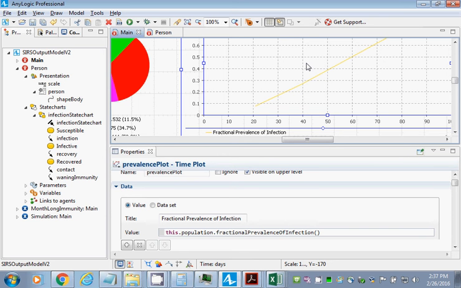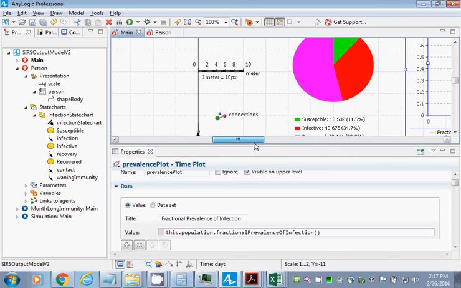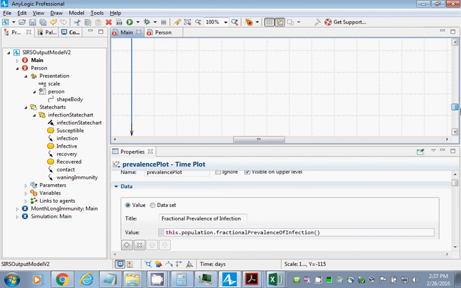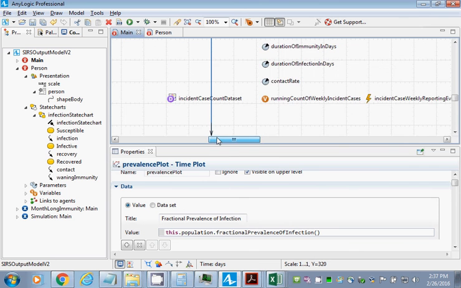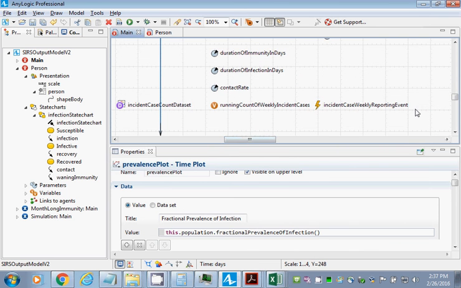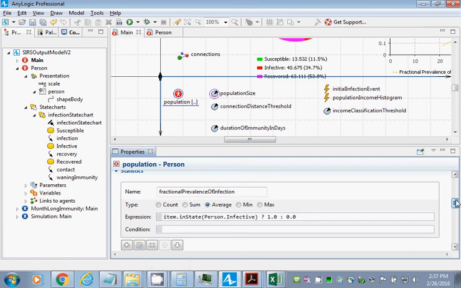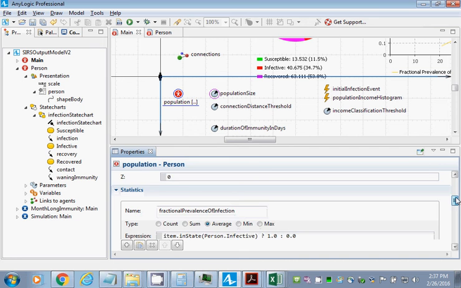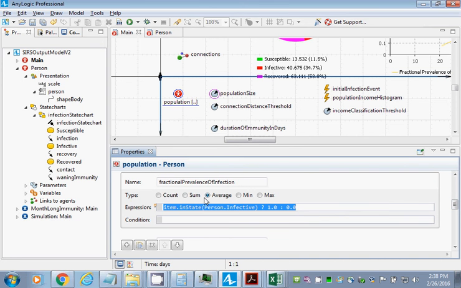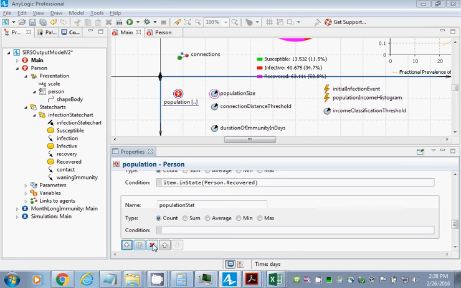And I'll show you another useful way to do it. Okay, so here's the population. Let's go down to fractional prevalence of infection, and I'd like you to copy that expression. And we're going to add another one. You know what, folks? There's actually a duplicate here. Do you see that? Okay, so here: fractional prevalence of infection among low income.